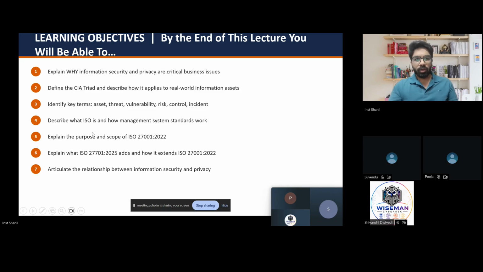We will learn what ISO is and how management system standards actually work in practical life. We'll know the purpose of ISO 27001, and we'll also see what the privacy standard, 27701, adds to it and how it behaves as an extension of ISO 27001. We'll also learn about the relationship between the two standards.